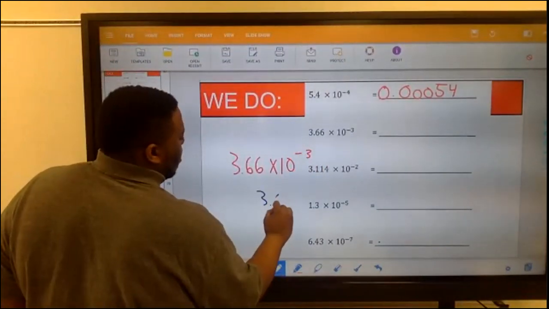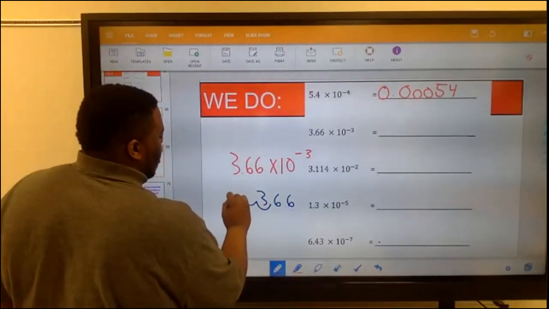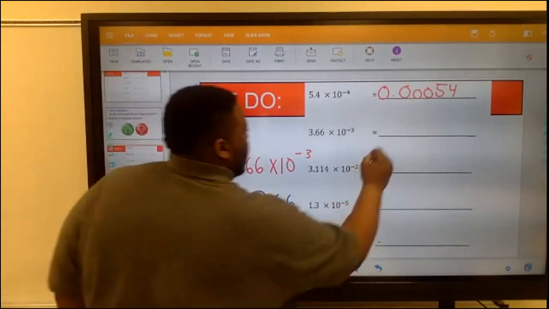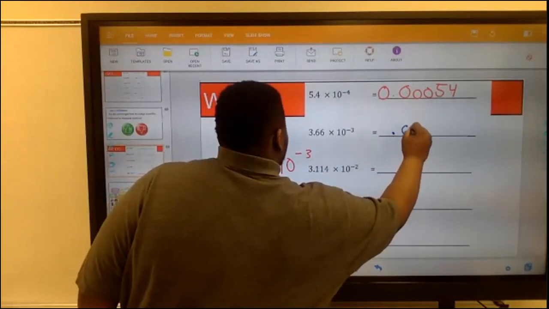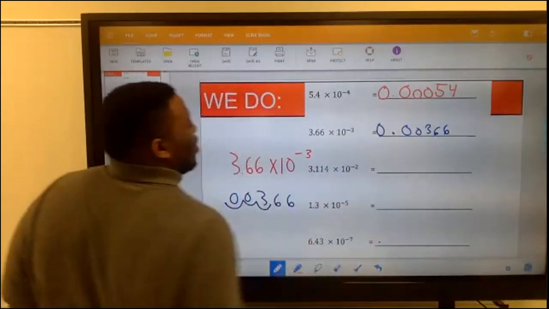So, 3 times to the left. All right. 1, 2, 3. So our answer should be 0.00366. I can always put a zero right there. Okay.